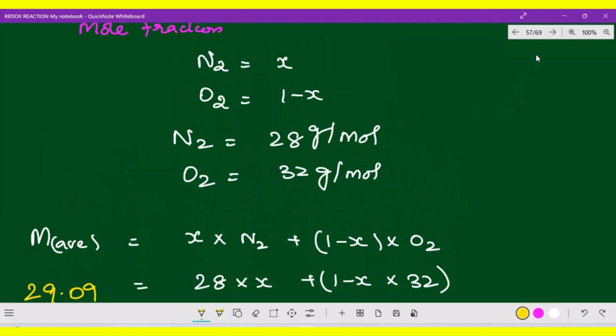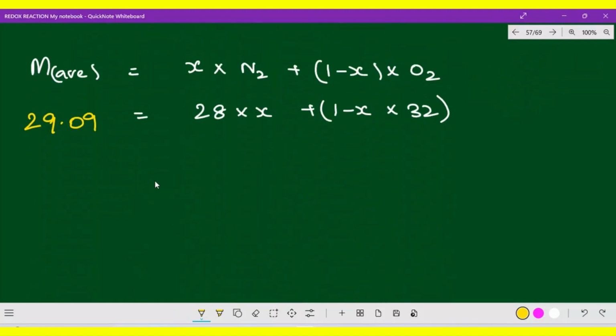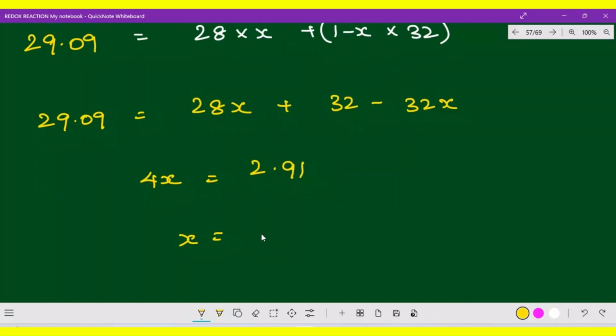Here what they have given is 29.09 gram per mole, that is the answer we have got. So 29.09 equals 28x plus 32 minus 32x, right? So you will get 4x equal to 2.91. So x equals 2.91 divided by 4, so you will get 0.7275. So this x is the mole fraction.